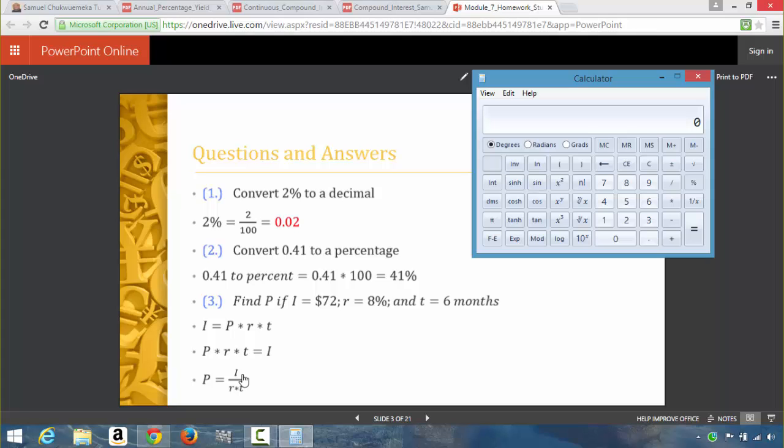Then convert 0.41 to percent. That means you multiply by 100, and that will be 41%.